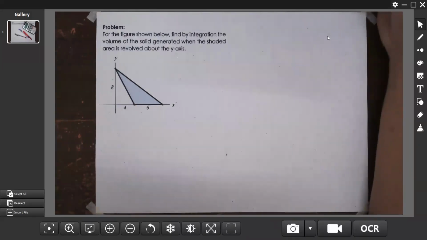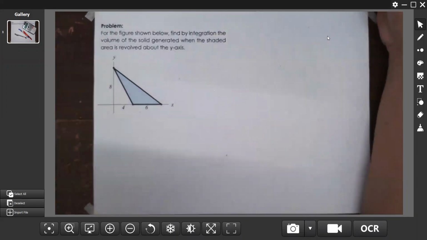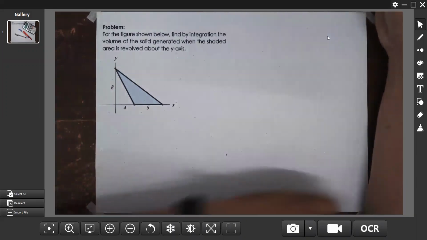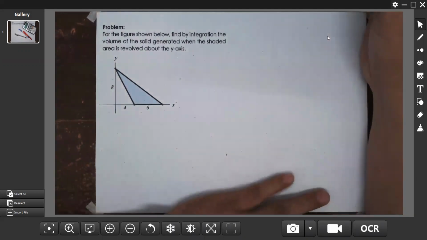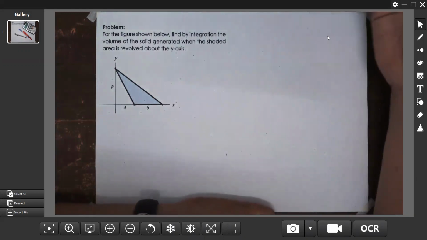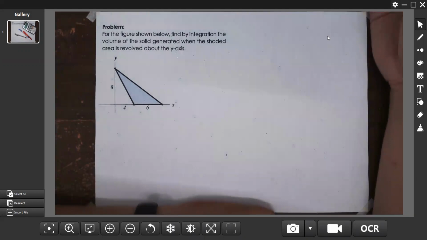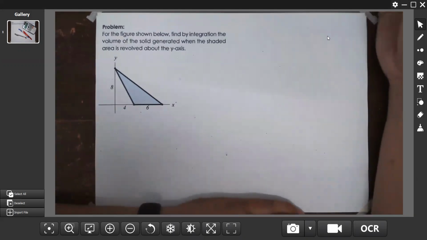The main purpose of this video is to help students understand clearly about the rectangular strip when solving applications of different integrals, whether it's area, volume, or some other application. So let me solve this problem.